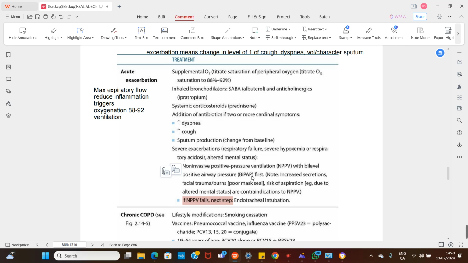But you know that you deliver BiPAP and CPAP with a face mask, applying the mask to the face. So if the patient has facial burns or trauma to the face, you cannot apply the mask. It won't fit the face. Or if the patient has increased secretions, the patient might aspirate. If the patient has altered sensorium, the patient might aspirate. So that's not the time to use non-invasive positive pressure ventilation. You need something invasive to take care of that airway, which is why you do intubation.